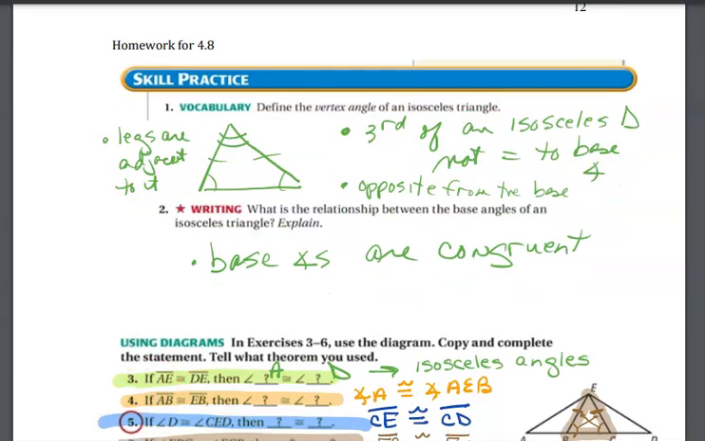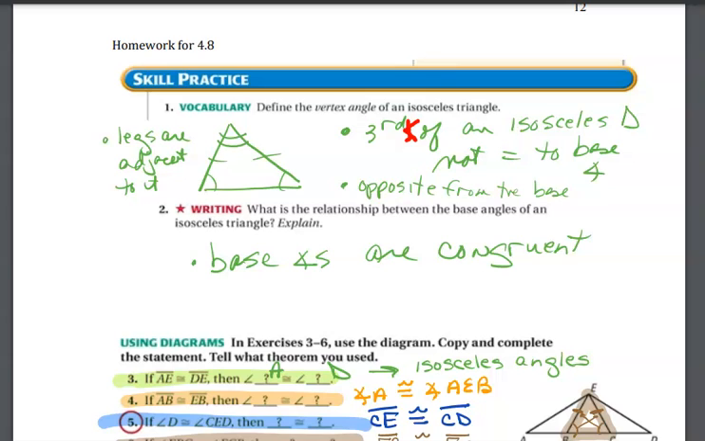So this says, okay, vocab, define the vertex of an isosceles triangle. So I said it's the third angle of an isosceles triangle, not equal to the base angle. Okay, so let me just write that in. So it's the third, and this should be angle. So make that little angle symbol. Okay, so write that down. This is going to disappear in just a second.